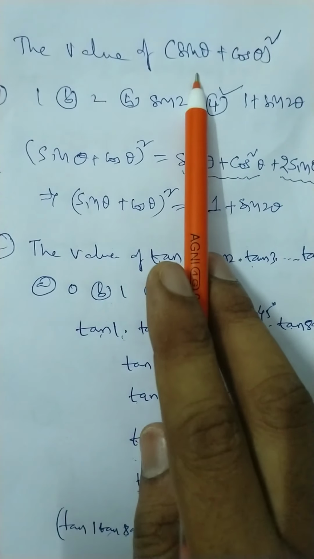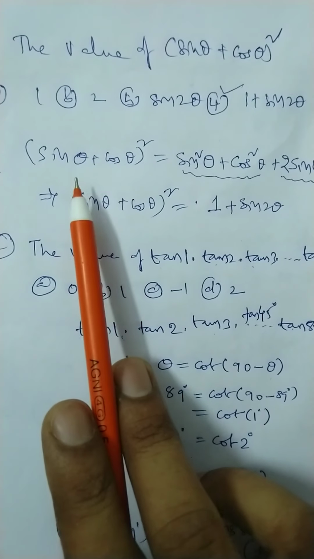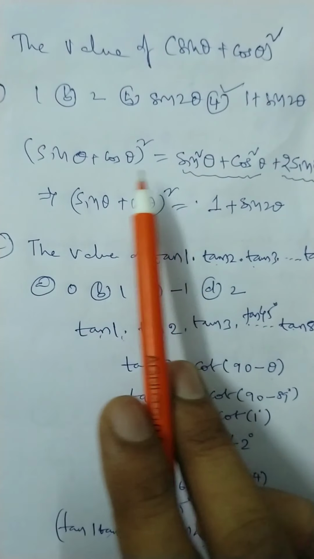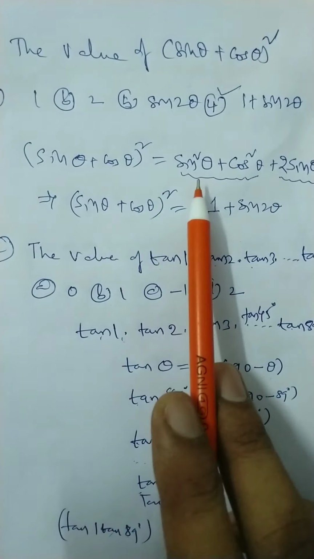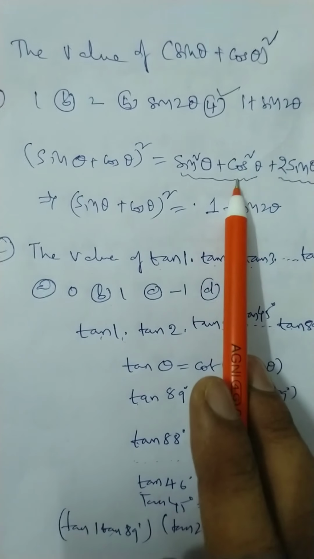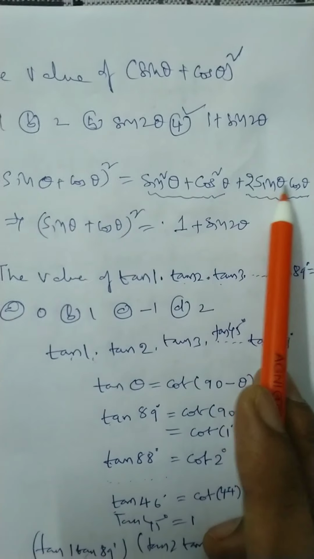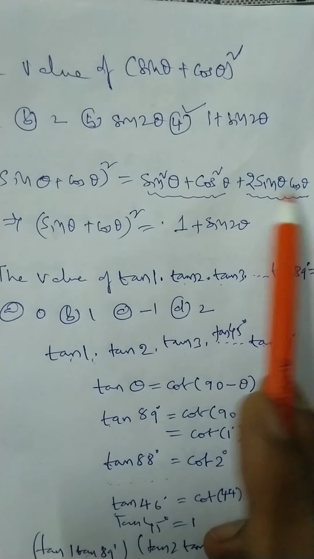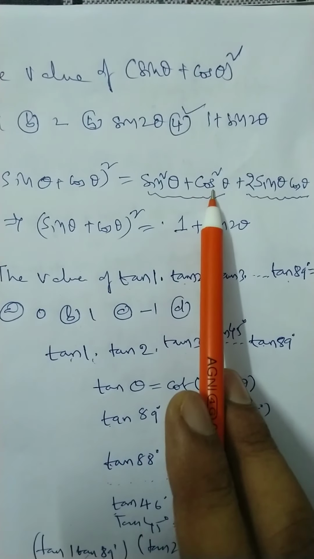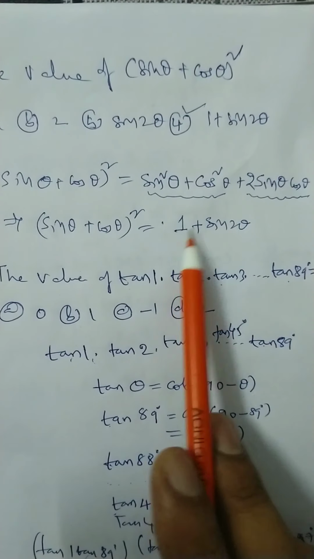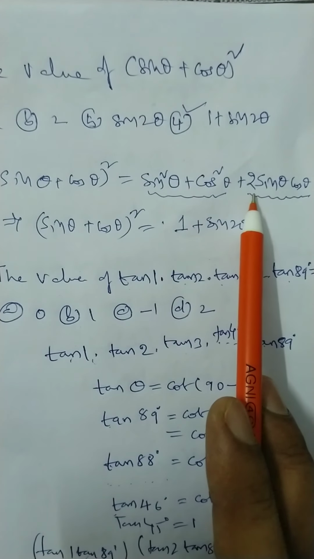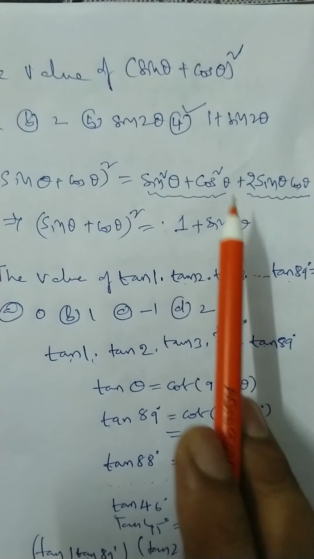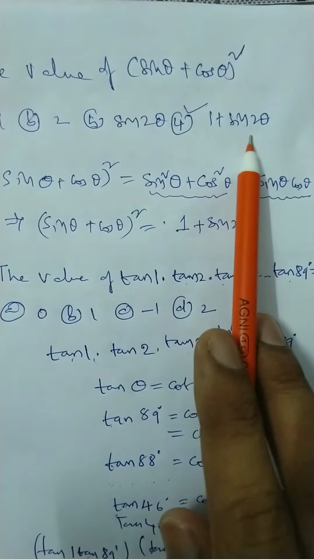To attempt this problem, one should know the basic algebraic formula of (a plus b) whole square. Using this formula, it can be expanded as a square plus b square plus 2ab, that is sin square theta plus cos square theta plus 2 sin theta cos theta. The identity sin square theta plus cos square theta is 1, and according to the formula of multiple angles, 2 sin theta cos theta can be written as sin 2 theta. So the right option is 1 plus sin 2 theta.